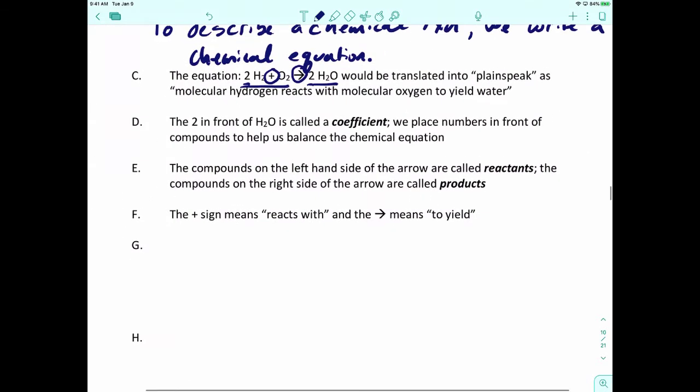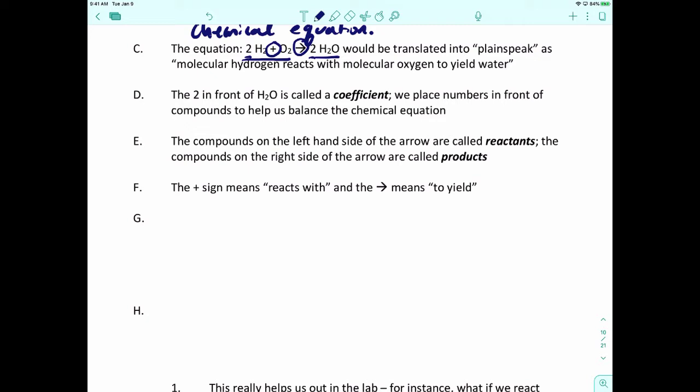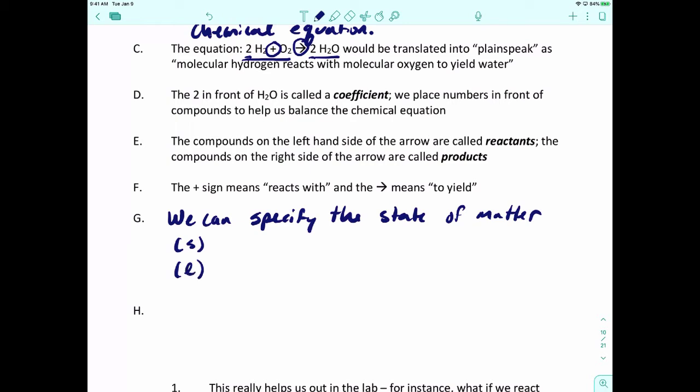All right. Now, while that's pretty close to a final equation, there's actually one part missing. We can actually specify the state of matter. And so that's the other thing that's missing from this chemical equation. So we can specify the state of matter. Okay, and so we write in parentheses an S. We could also write in parentheses an L, and we can also write in parentheses G. So when you're dealing with an S, that's a solid, L, liquid, and then G, gas.